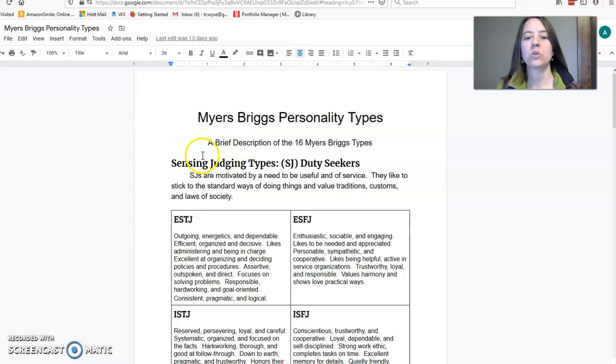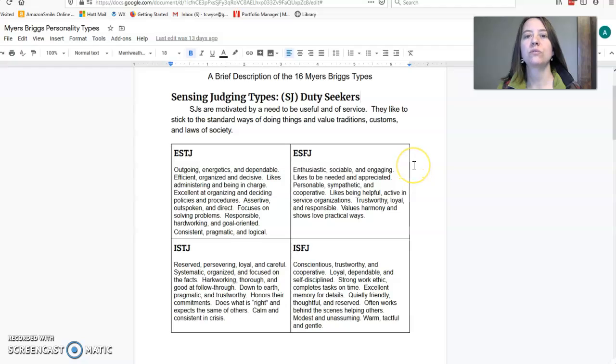And you'll want to find if yours is an SJ, then you would fall in the sensing judging types, and these are duty seekers. SJs are motivated by a need to be useful and of service. They like to stick to the standard ways of doing things and value traditions, customs, and laws of society. And then there are 4 SJs, ESTJ, ESFJ, ISTJ, and ISFJ. If you are an SJ, you will want to read these descriptions and see if they fit you.